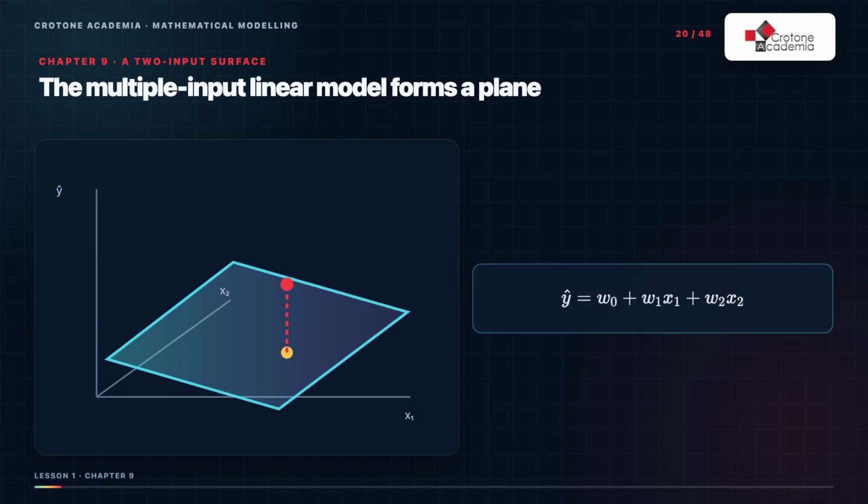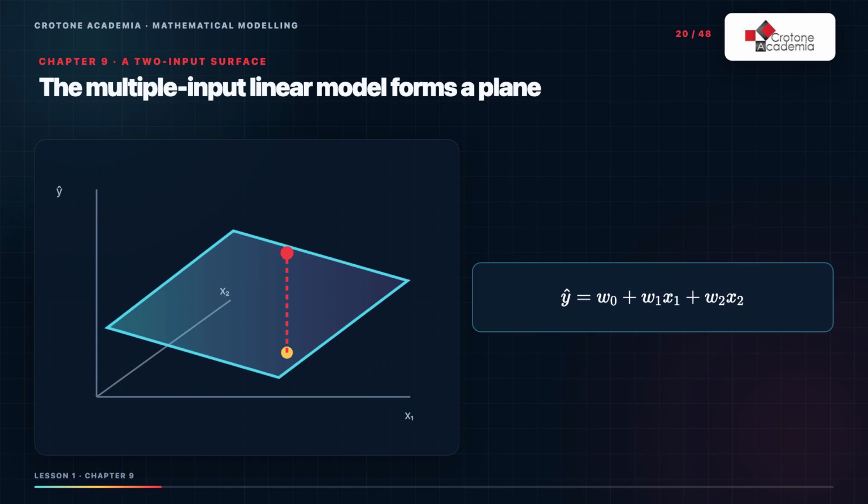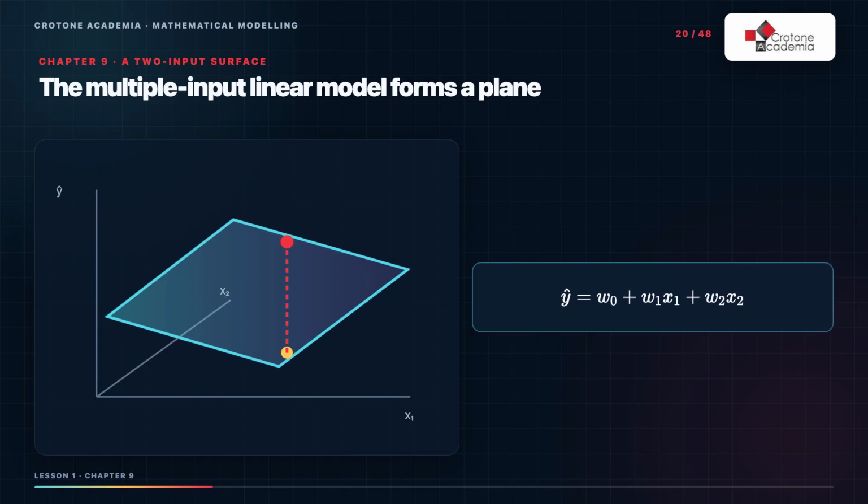With two inputs, the graph needs three axes. Floor area lies along x1, age along x2, and predicted price rises vertically. The equation forms a plane. Increasing w0 shifts the whole plane vertically. Changing w1 alters its tilt along the area direction. Changing w2 alters its tilt along the age direction. Select one house on the input floor and move vertically to the plane to read the model prediction. The third dimension represents the output. It is not decorative depth.